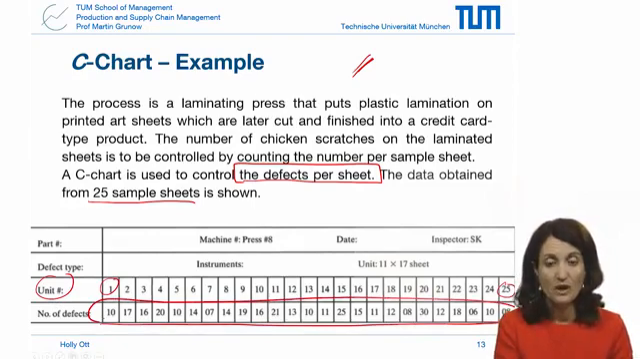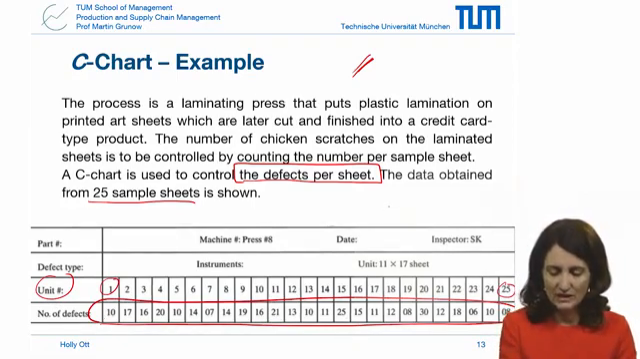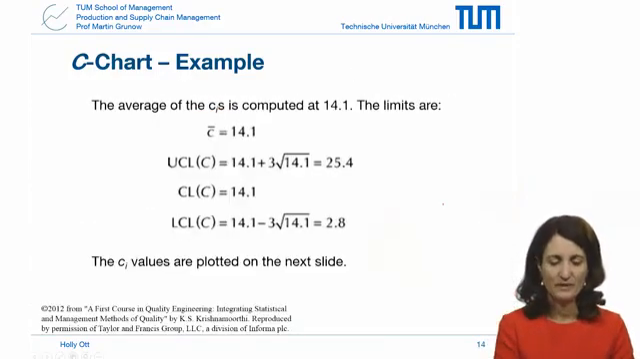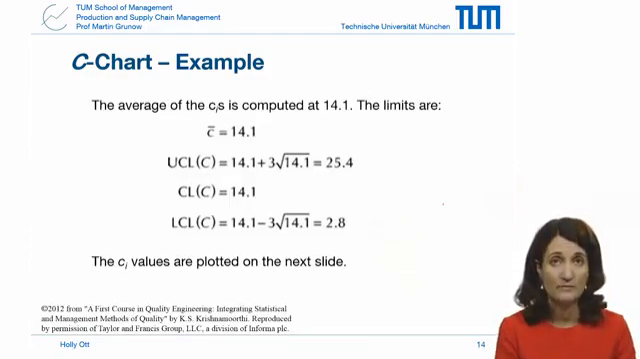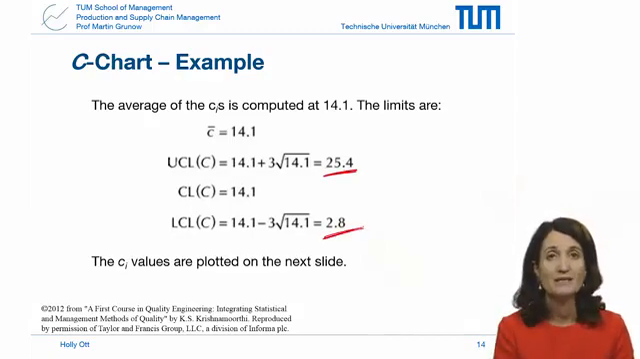So again, what we're interested in is our C bar value, where we add up all these different Ci's, and we divide by K, where K is 25. So the average is computed, C bar is 14.1. And the control limits, 14.1 plus 3 times the square root of 14.1, upper control limit 25.4, lower control limit 2.8. Now, it's the same as before. If the lower control limit is less than 0, then you would round up the lower control limit to 0.